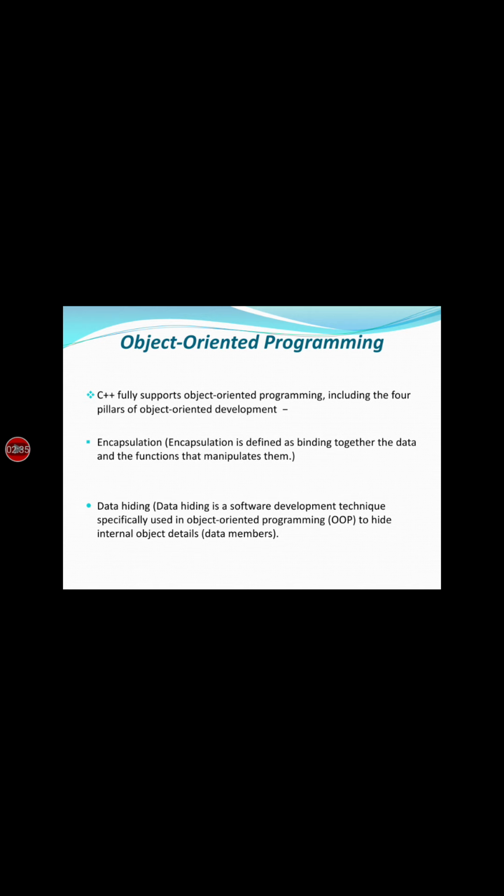Next pillar is data hiding. Data hiding is a software development technique specifically used in object-oriented programming to hide internal object details. In data hiding, it hides implementation details while just presenting the features to the outside world. Advantage, it reduces code complexity. Next advantage, hiding details and exposing the essential parts.